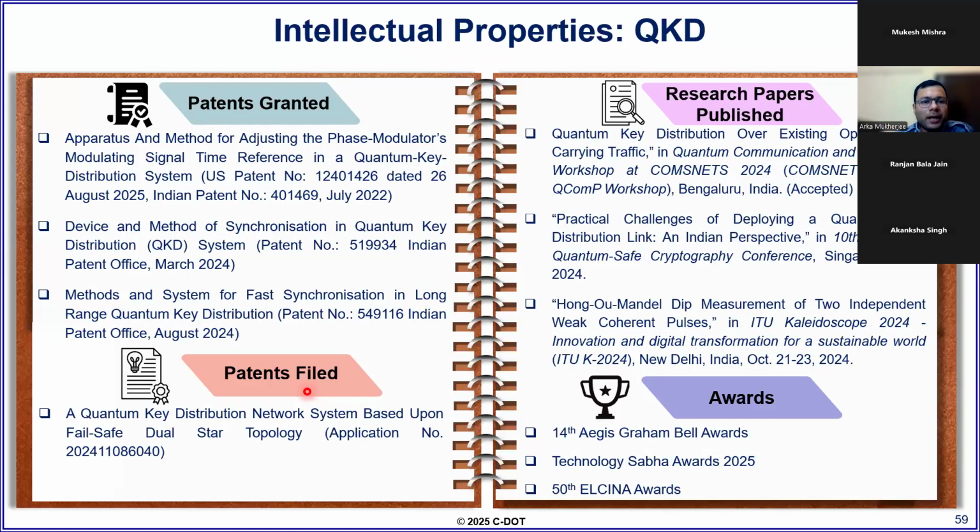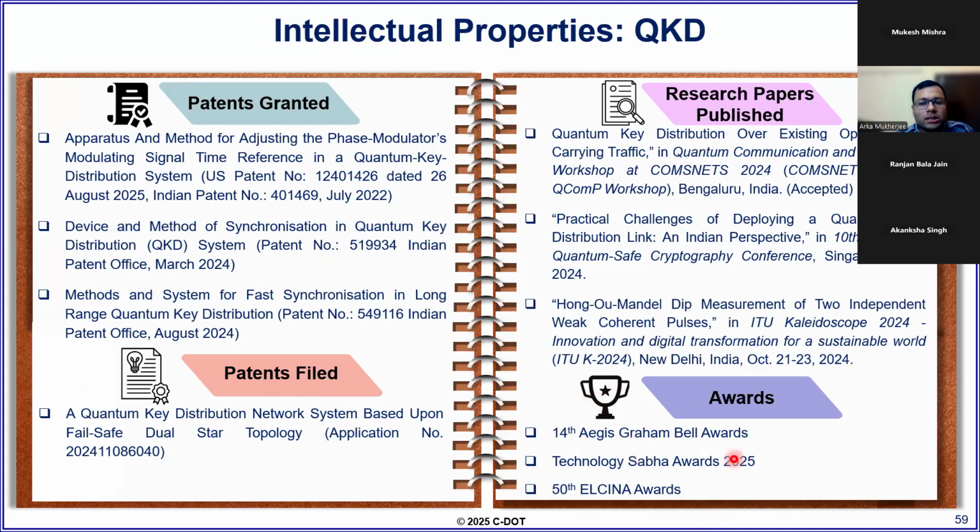These are some of the patents that we have got. One patent has been already filed. Three patents we have got from the Indian Patent Office, one from the US patent office as well. Then we have published some research papers, and this paper is for that multiplex system that I showed you. So you can have a look at this paper later on if you are interested.